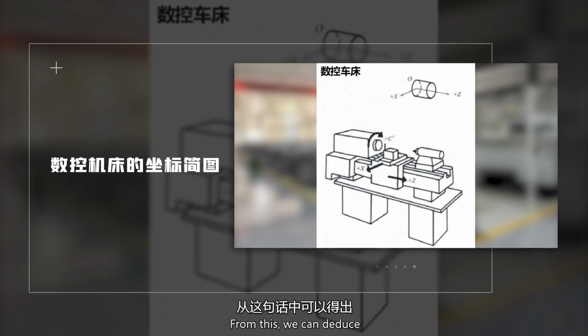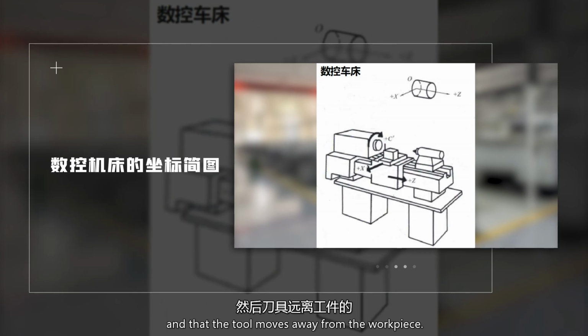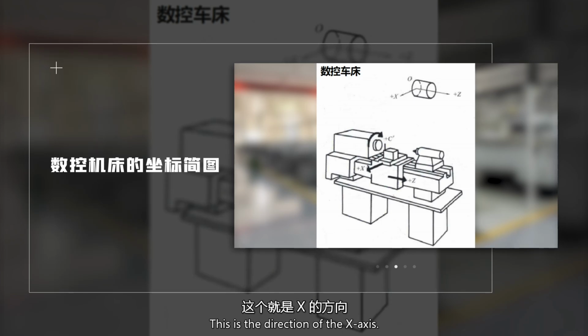From this, we can deduce that the x-axis is horizontally perpendicular to the z-axis, and that the tool moves away from the workpiece. After determining this, because it is a front tool holder, it moves away from the rotation center, so the final determined positive x direction is horizontal and perpendicular to the z-axis outward. This is the direction of the x-axis.